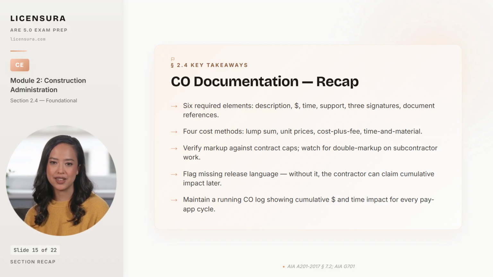Flag the absence of release language as a discussion item before signing. Without accord and satisfaction language, the contractor signs for the direct cost and retains the option to sue for cumulative impact 6 months later, and the firm pays for that gap. And maintain a running CO log showing cumulative dollars and time impact across every pay app cycle, because the running log is what tells the architect when cumulative impact warrants its own evaluation, rather than being buried inside individual COs.